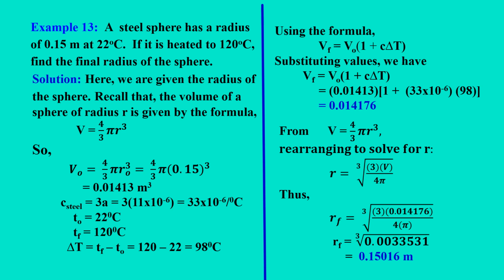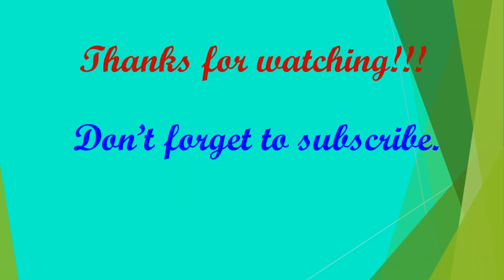From V equals 4/3 pi R cubed, rearranging to solve for R, R is the cube root of 3 times V over 4 pi. Thus, the final radius is the cube root of 3 times the final volume, which is 0.014176, divided by 4, divided by pi. Substituting the values and simplifying, we have the final radius equals 0.15016 meter.